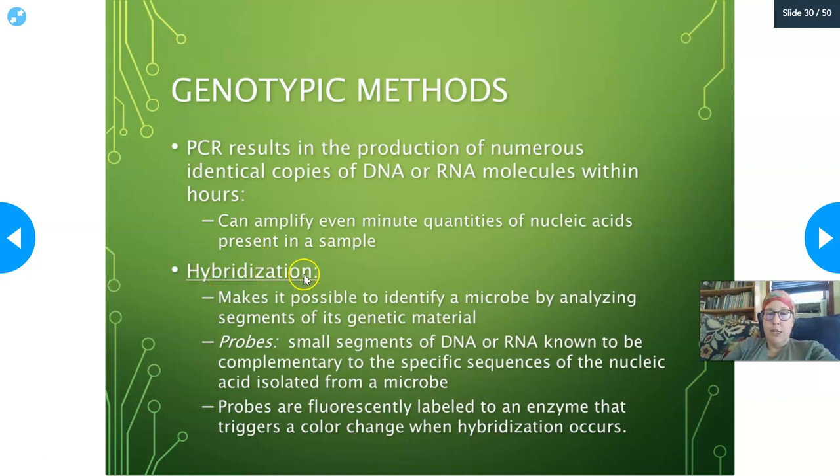Hybridization tests make it possible to identify a microbe by analyzing segments of its genetic material. The probe is a small segment of either DNA or RNA that's known to be complementary to specific sequences of nucleic acid in that microbe. The probes are fluorescently labeled, or attached to an enzyme that triggers a color change when hybridization occurs. So the probe is part of the reagent, right?